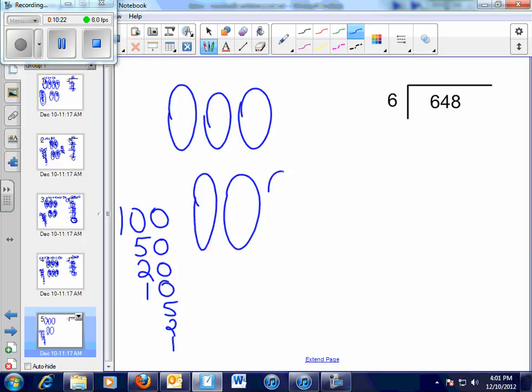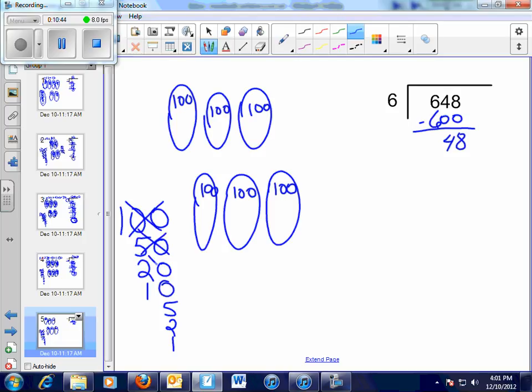I'll do my 6 ovals. I can do 100 in each group. And that's 600. I can't do 100, and again, I can't do 50, I can't do 20, I can't even do 10. I can do 5 in each group. And that would be 30. Subtract, and I get 18.